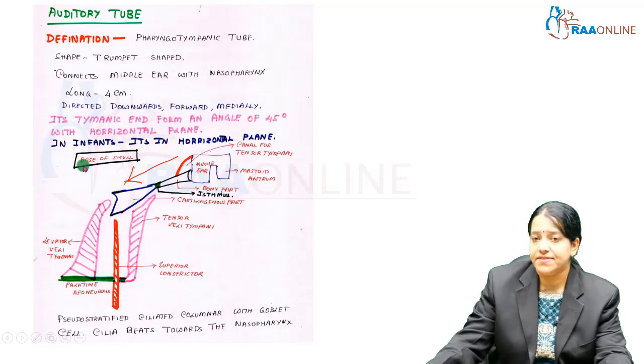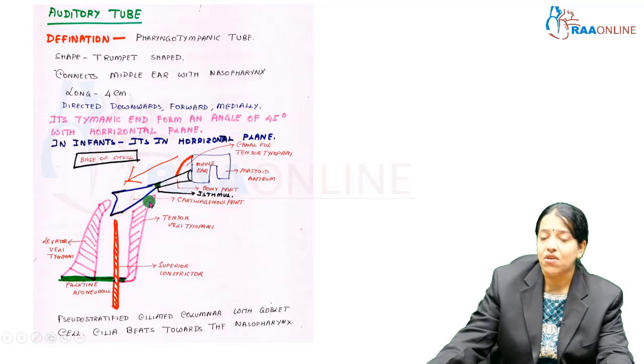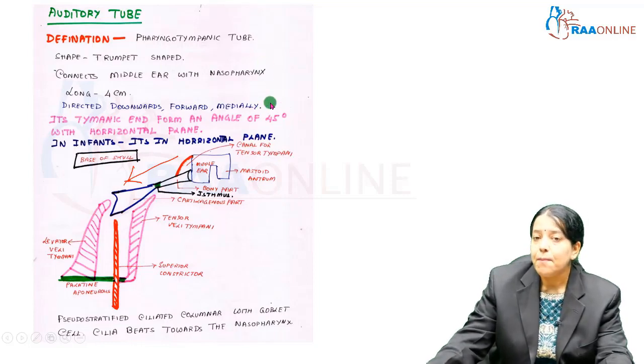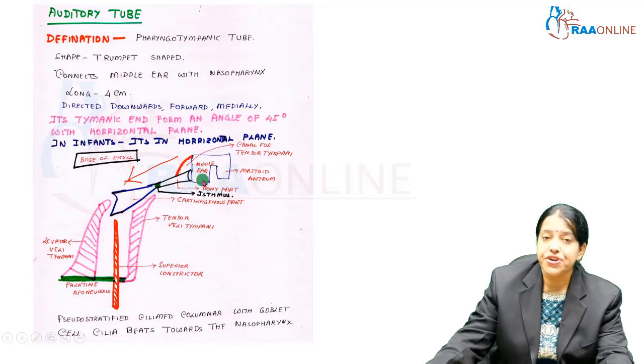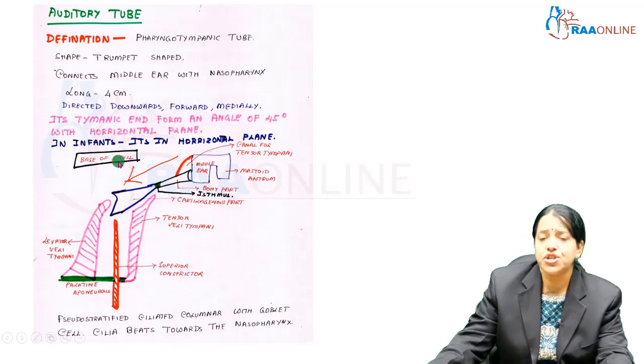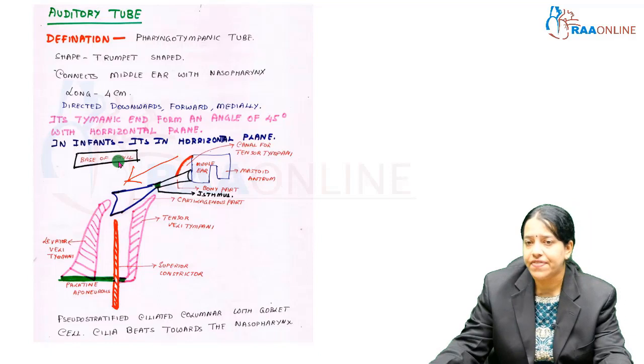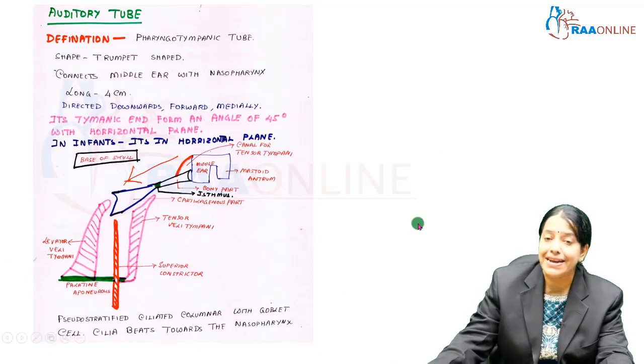Now in case of infants, the tube is not making any angle, whereas in adults the tympanic end will make an angle of 45 degrees with the horizontal plane. In infants the auditory tube is more horizontal. It does not make any angle. So regurgitation of milk, especially in infants, is common from the oropharynx to the nasopharynx and through the auditory tube into the middle ear cavity. So that is one clinical aspect.